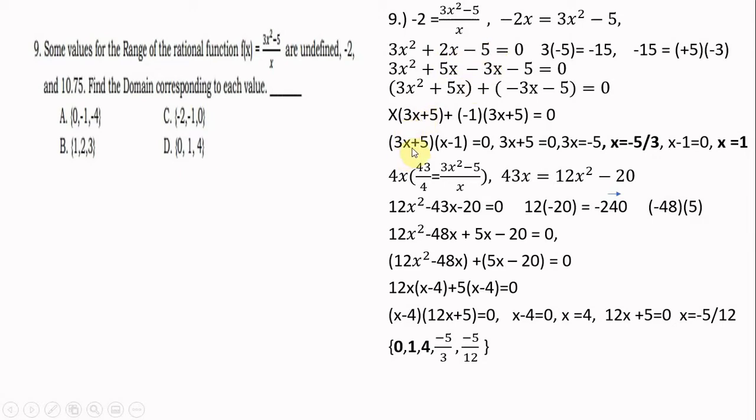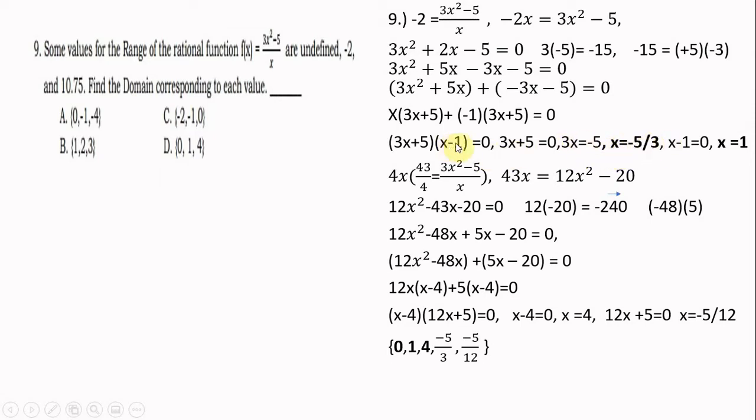Okay, so therefore the factor of 3x squared plus 2x minus 5 equal to 0 is quantity 3x plus 5 times quantity x minus 1 is equal to 0. Equate this one to 0 and equate this one to 0 also. So 3x plus 5 equals 0. Transpose 5 to the right side, it becomes negative 5. By the multiplication property of equality, or by just simply dividing by 3, divided by 3. So the answer is x is equal to negative 5 over 3.